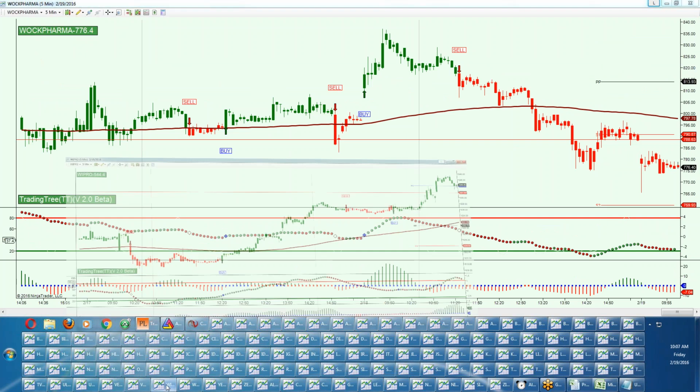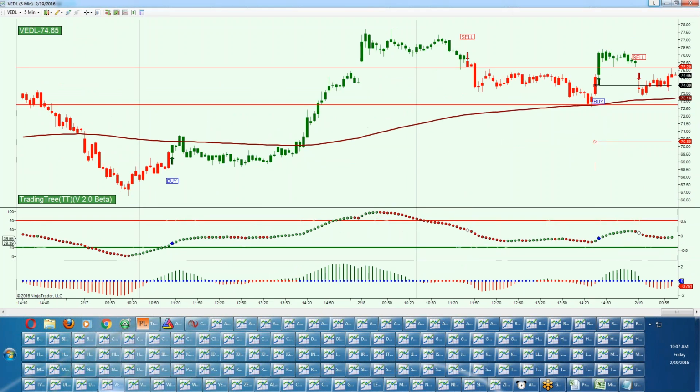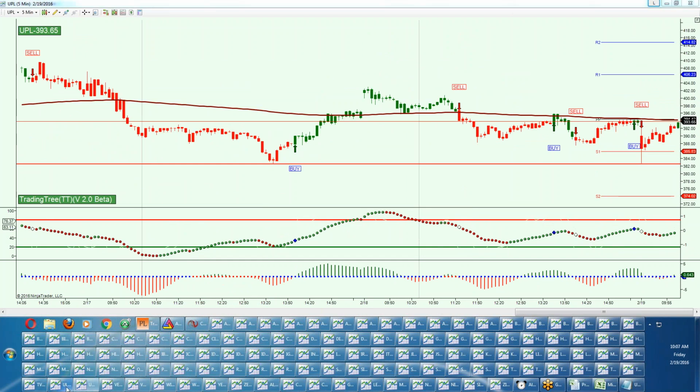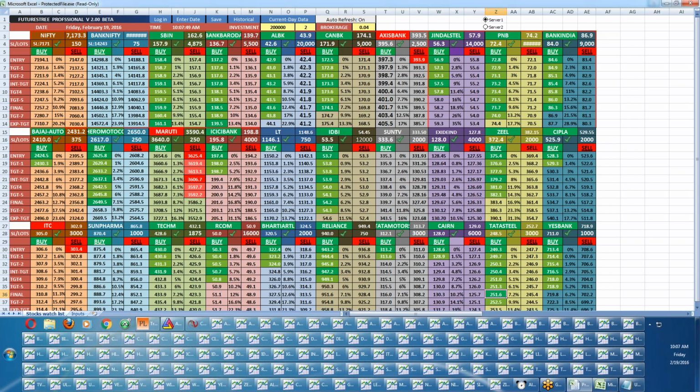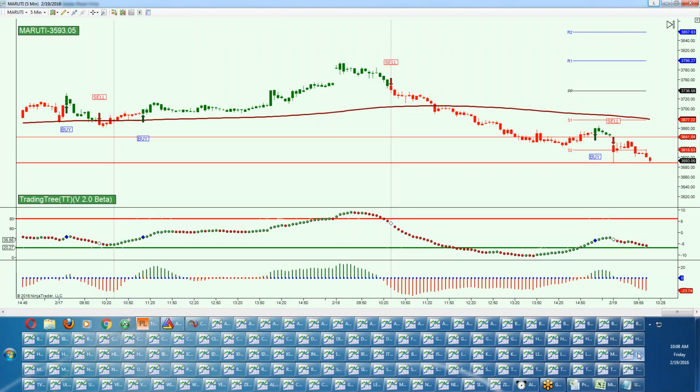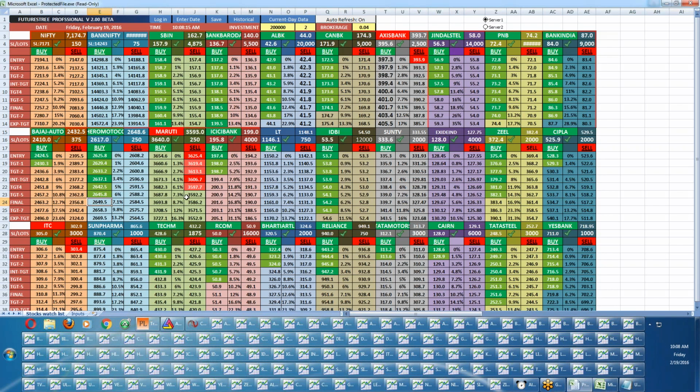Nifty is sort of flat. We should get a buy in UPL. Hero Moto has done its final target, 2650. It has already done. Maruti also should be making its final target. So there is an entry here on TradingTree, but you can see that you already have profits in that.